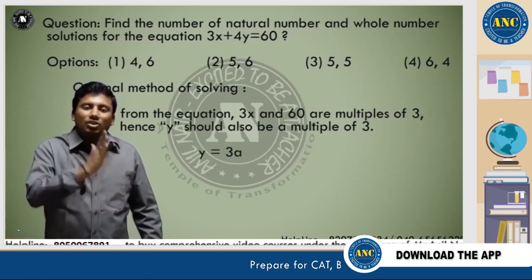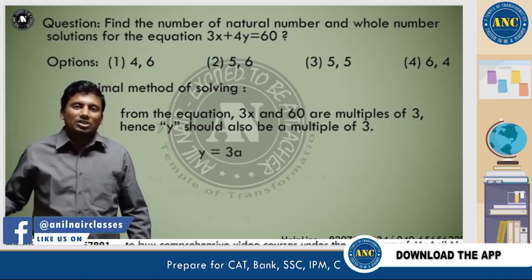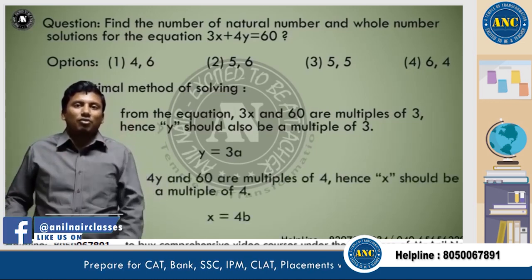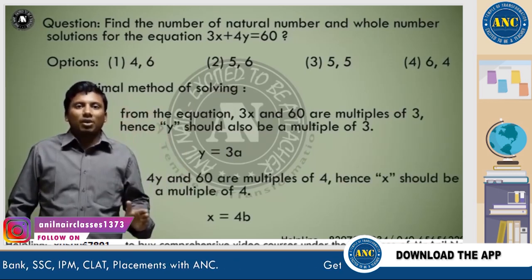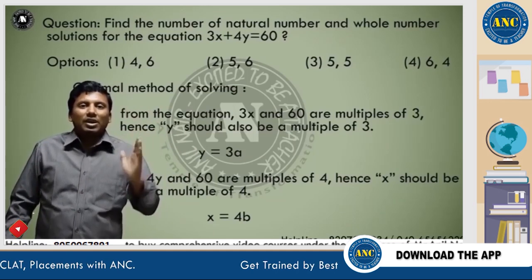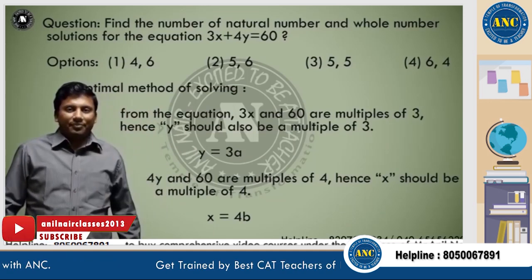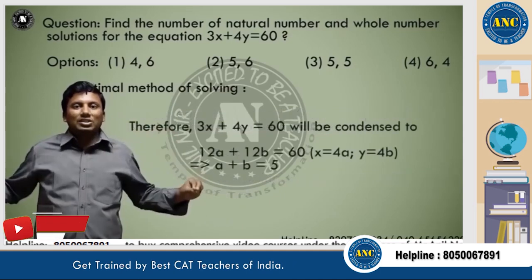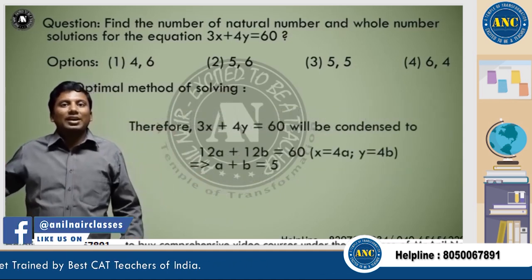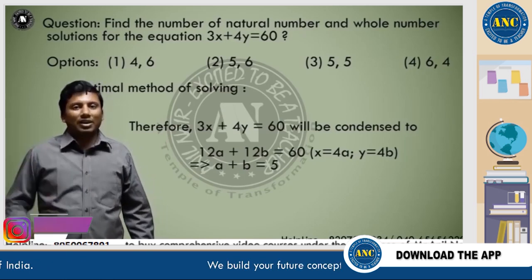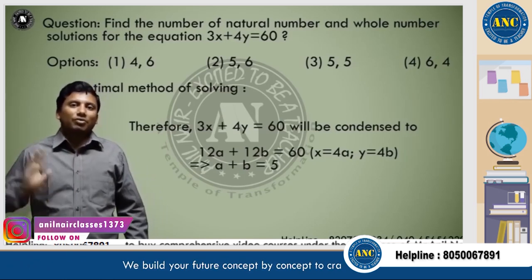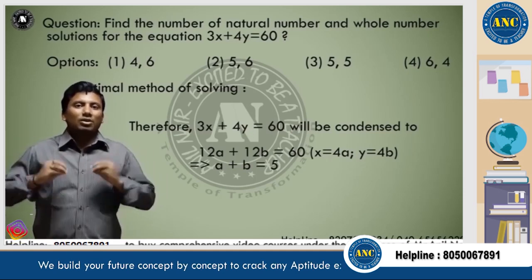Second observation. 3x + 4y = 60. 4y is a multiple of 4. 60 is a multiple of 4. 3x is also a multiple of 4. So x will be 4b. So this equation can be written as 12b + 12a = 60. That means b + a = 5.